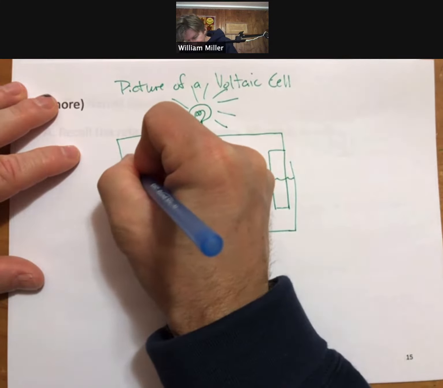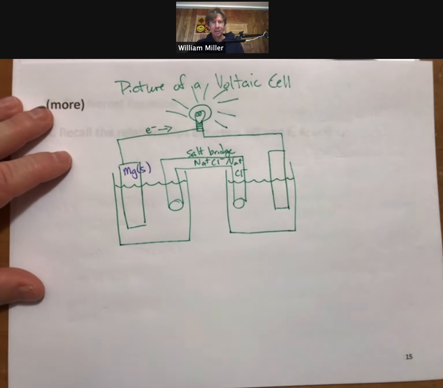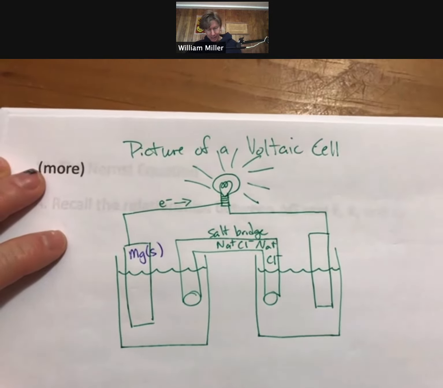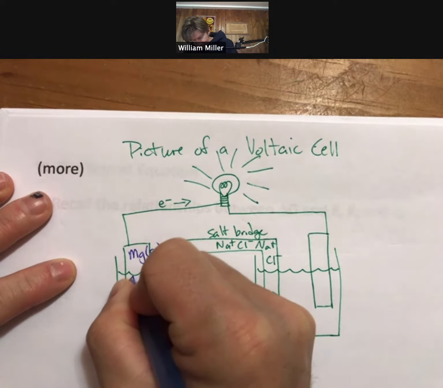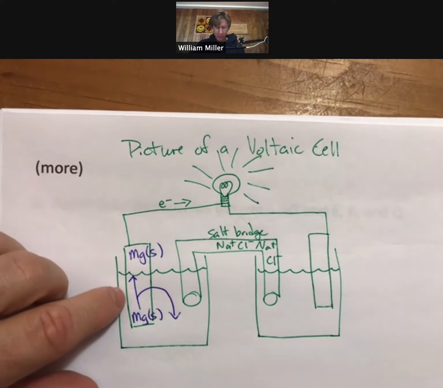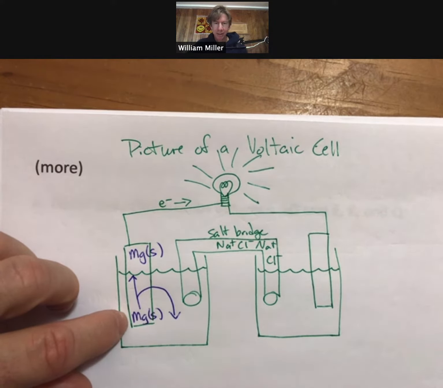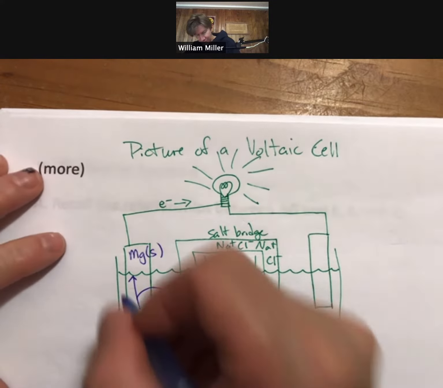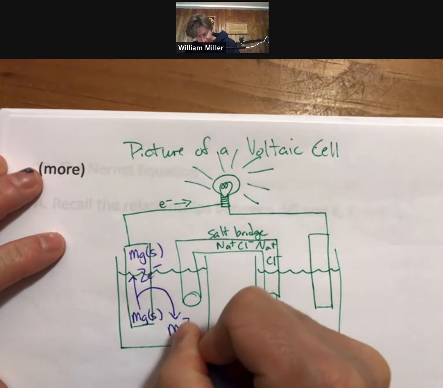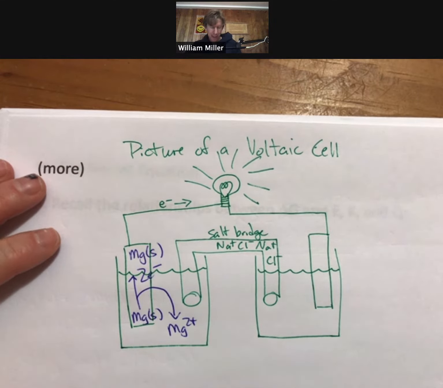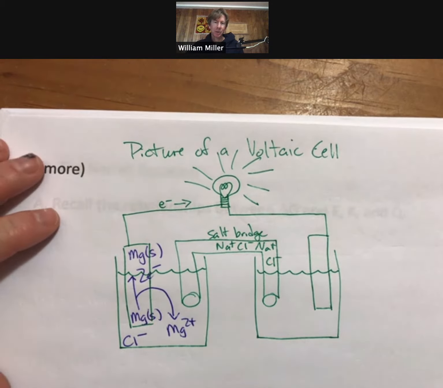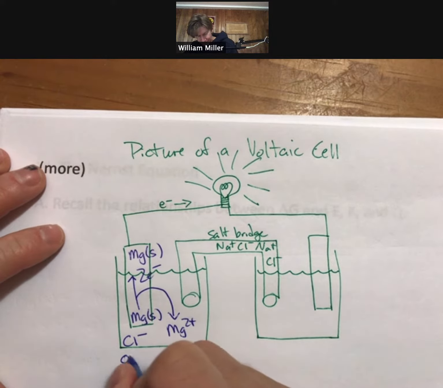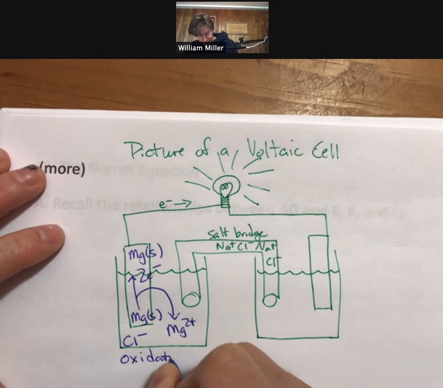So in order to do that, I need some magnesium solid. And my magnesium solid is going to, on the metal itself, that's why I'm drawing it right here, be splitting into 2 electrons and magnesium 2 plus. And inside my solution I need an electrolyte, so my electrolyte is going to be magnesium chloride. This is what's called my oxidation beaker, or oxidation cell.